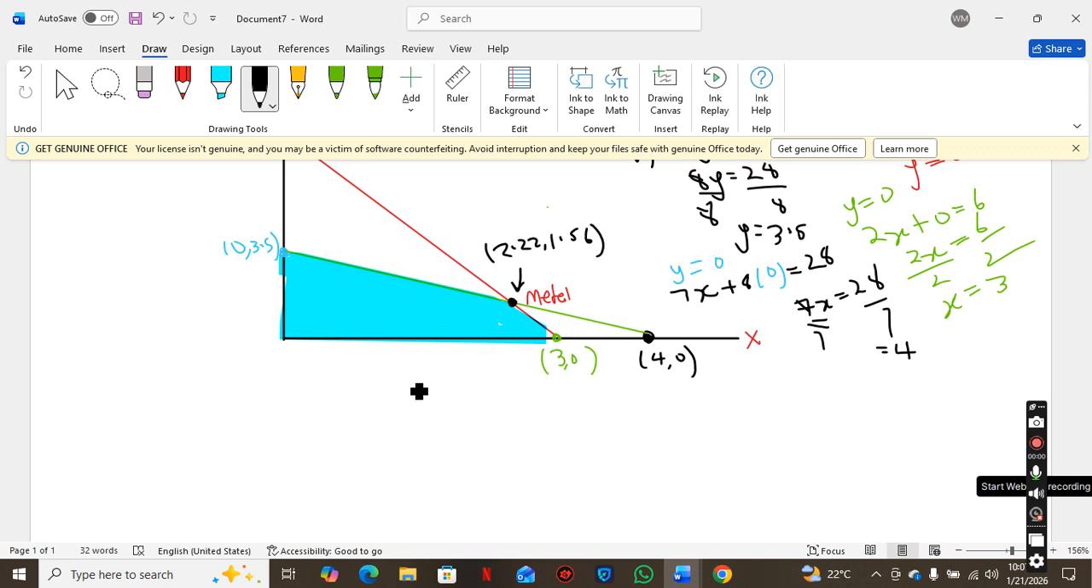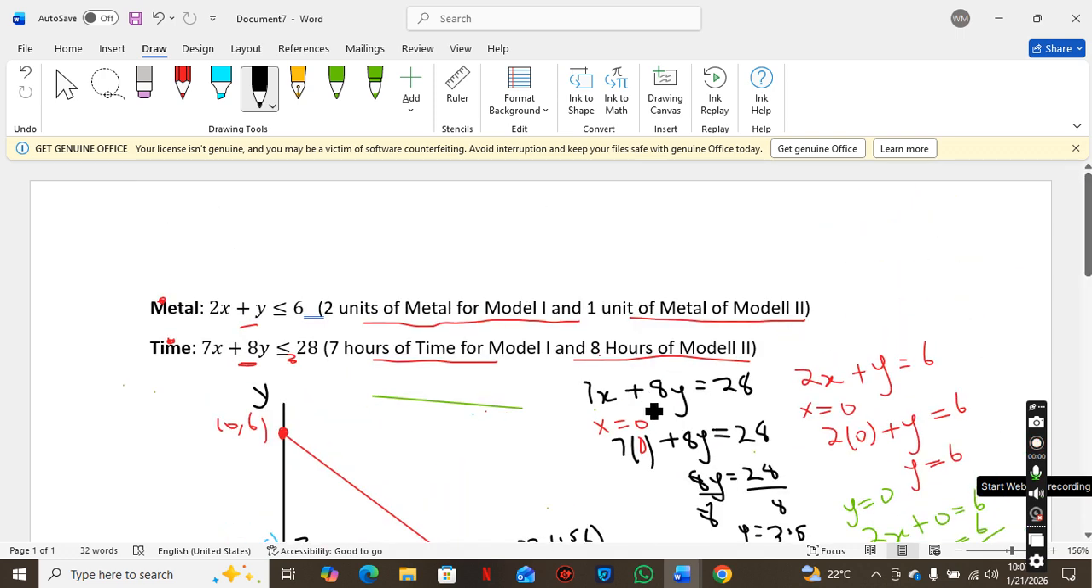Okay. So this feasible region, FR, you are going to test all the points on the corners of this region. We'll call this point 1. We're going to call this point 2. We're going to call this point 3. And we're going to call this point 4, okay?